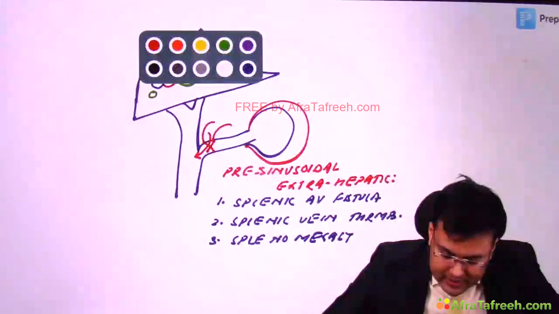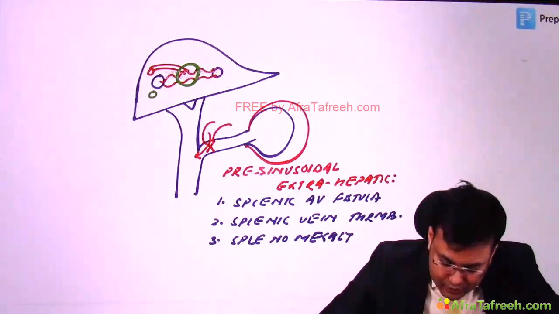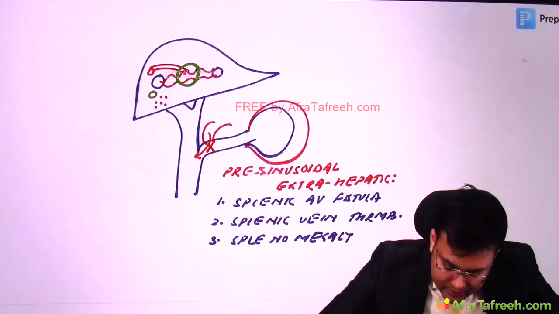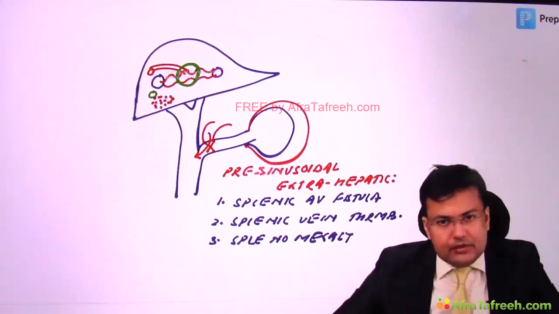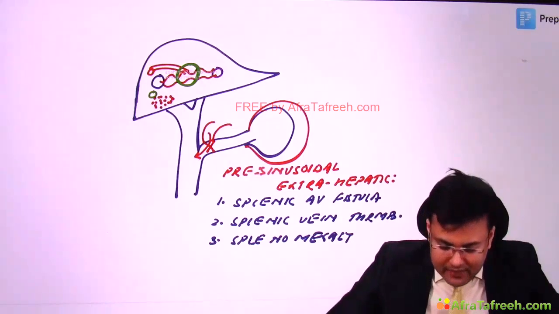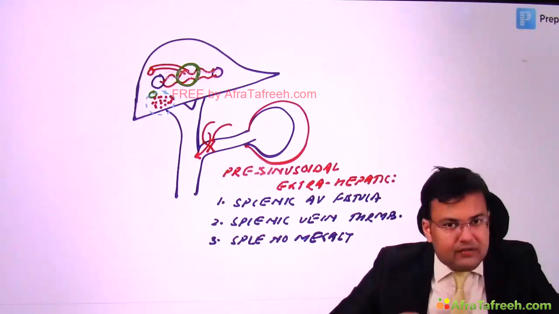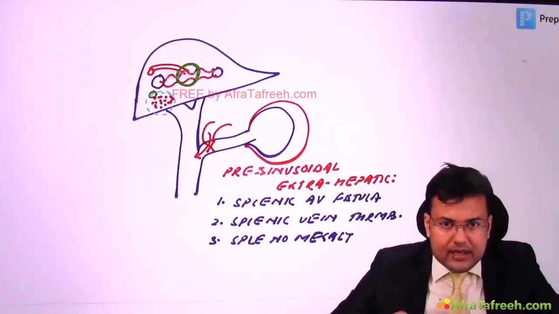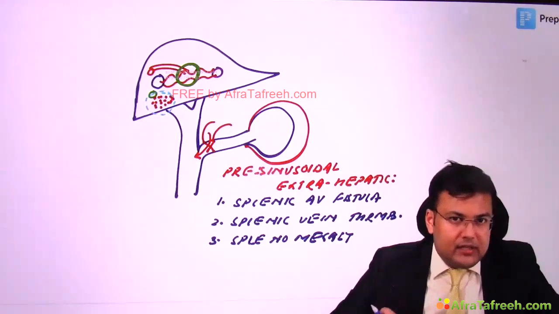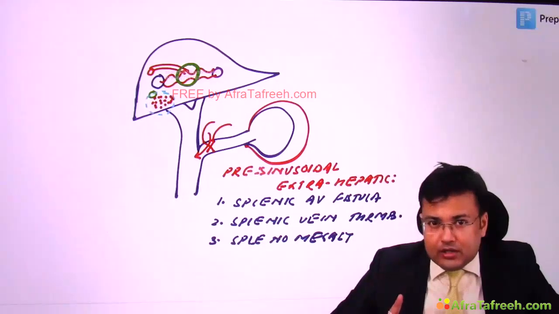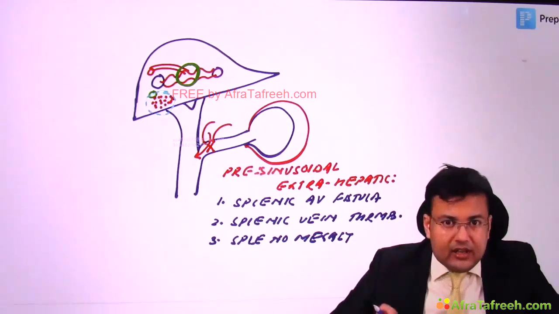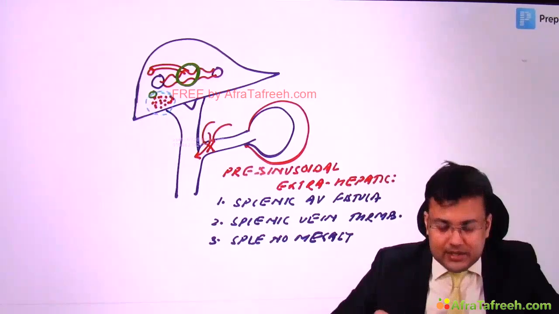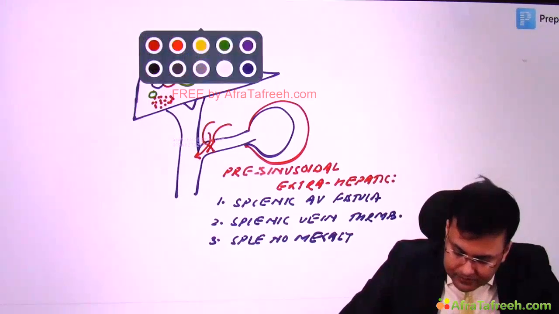If there is deposition of eggs of schistosoma here, in cases of schistosomiasis also there is portal hypertension. If this is the location of deposition of eggs, what is the cause? This is pre-sinusoidal and intrahepatic, and you must know that schistosomiasis is the most common cause of pre-sinusoidal intrahepatic portal hypertension.